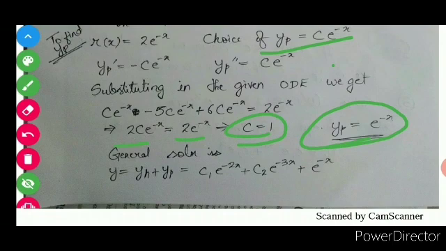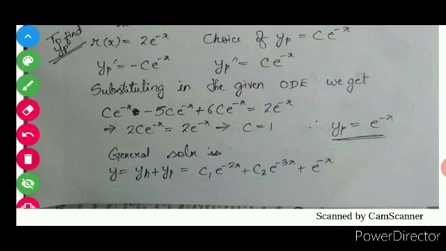So as I told you earlier, the general solution is YH plus YP. YH we had already found. It was c1 e raised to minus 2x plus c2 e raised to minus 3x. YP we found now. It is e raised to minus x. So y is YH plus YP. This is how you have to find the solution. Now we will move on to the next case.